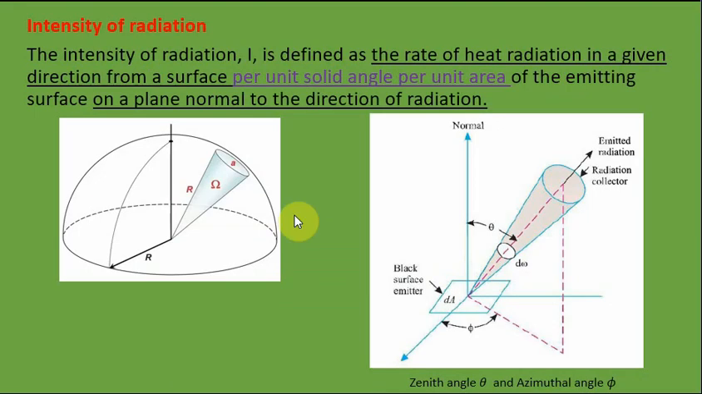Next, we will see what is the definition of intensity of radiation. The intensity of radiation, represented by I, is defined as the rate of heat radiation in a given direction from a surface per unit solid angle per unit area of the emitting surface on a plane normal to the direction of radiation. You consider this figure, the second figure.